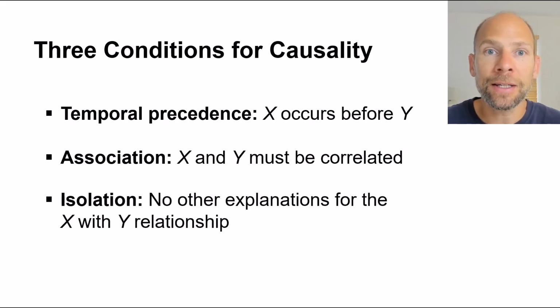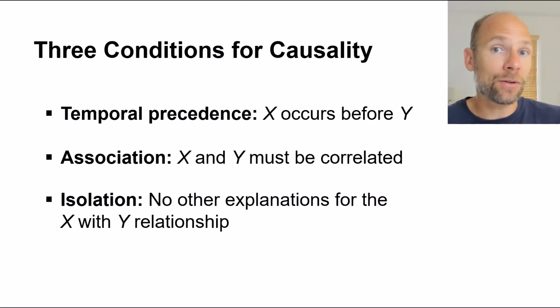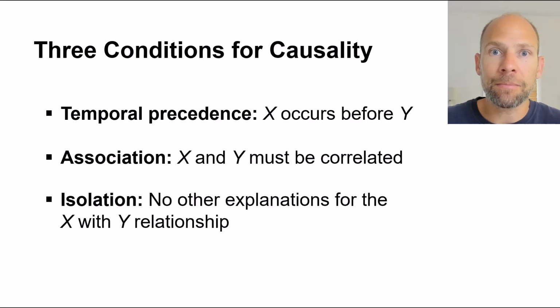And then third, and that's the most tricky one, isolation. There can be no other explanations or no other potential variables that explain the x with y relationship. And that's a very important point that is not met in many studies. Many studies, as we will see later, do not satisfy this condition of isolation, according to which there couldn't be any other variables that might be potential alternative explanations for an association between x and y.